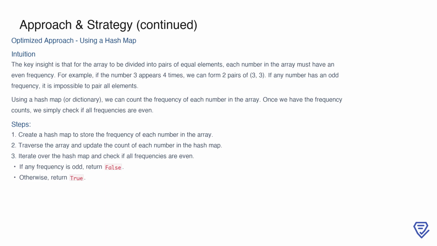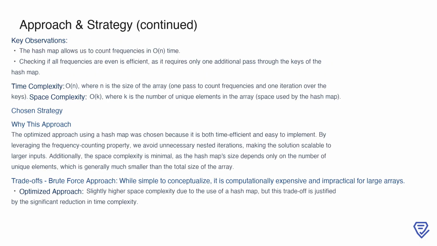The process involves three main steps. First, creating a hash map to store the frequency of each number. Second, traversing the array to update the frequency counts. And finally, iterating over the hash map to verify if all frequencies are even. If any frequency is odd, we return false, otherwise, we return true. This systematic approach ensures that we can quickly determine whether the array can be paired as required. The hash map approach offers several advantages.